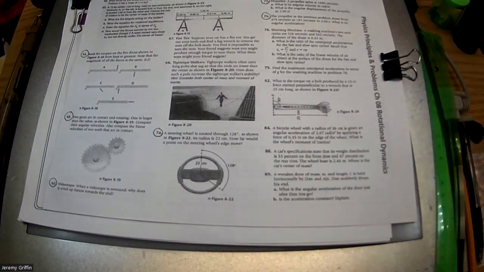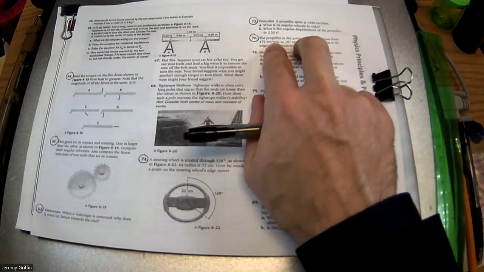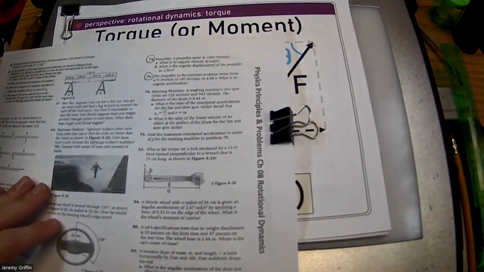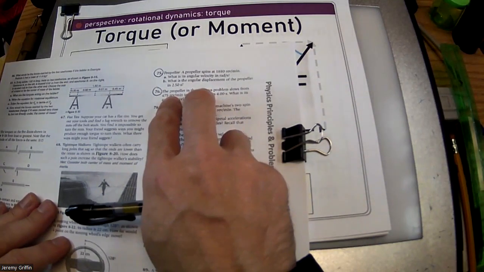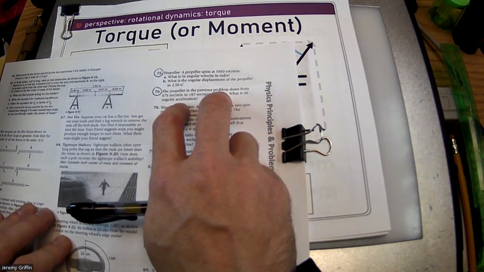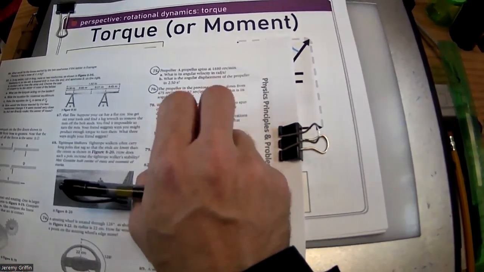Number 76. The propeller in the previous problem slows from this many revolutions per minute to this many revolutions per minute. From 475 to 187 revolutions per minute, it does that all in 4 seconds. What is the angular acceleration? To give you some hints, then I'll let you solve this.